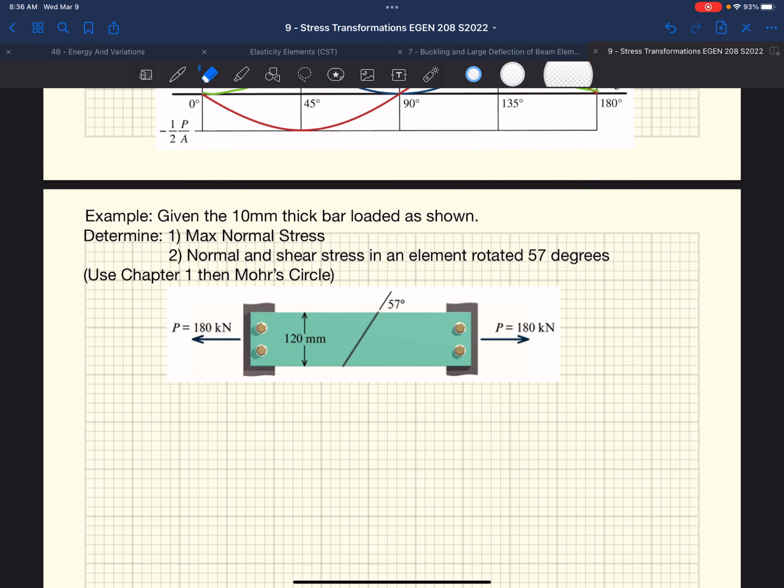So we're going to start very simple. We're going to look at this axially loaded bar, right? It's got an axial load of 180 kilonewtons. It's 10 millimeters thick, 120 millimeters tall. And they ask us to determine what's the maximum normal stress. And then they ask us what's the normal and shear stress in an element rotated at 57 degrees, right?